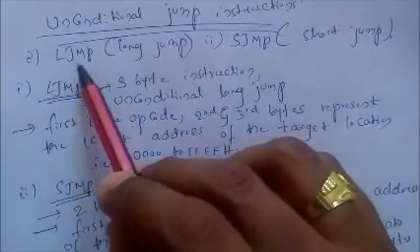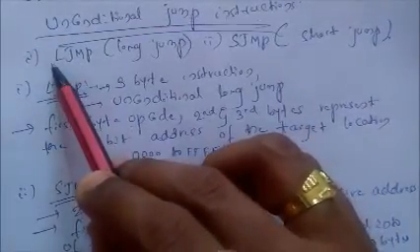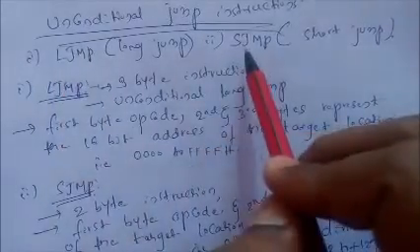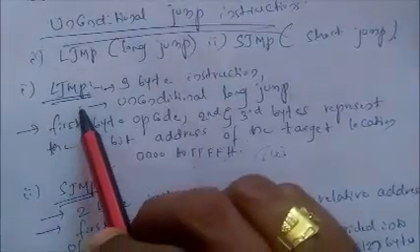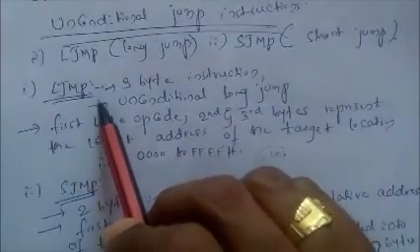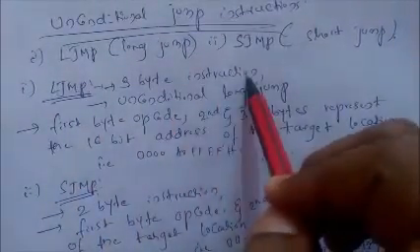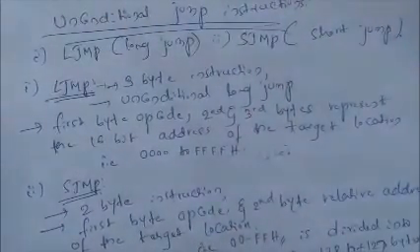One is the LJMP. JMP stands for jump, and L stands for long jump. Similarly, this is the SJMP, where S means short jump. So check the first one, LJMP, that's a long jump. It is a 3-byte instruction, mainly consisting of 3 bytes.